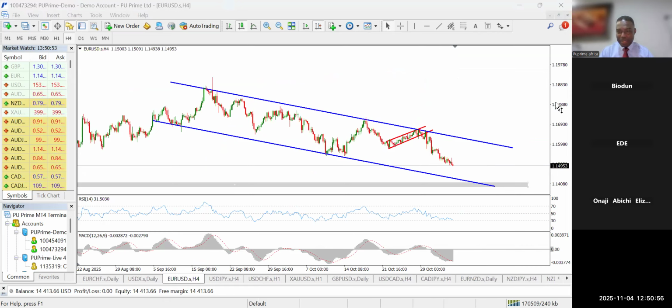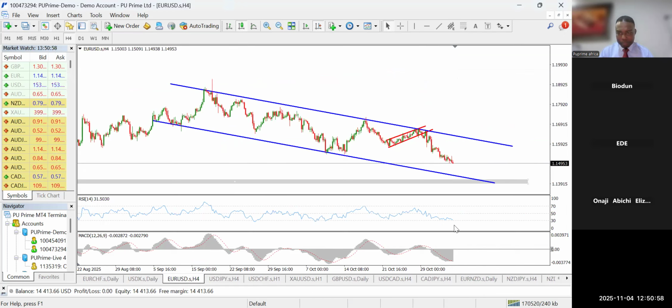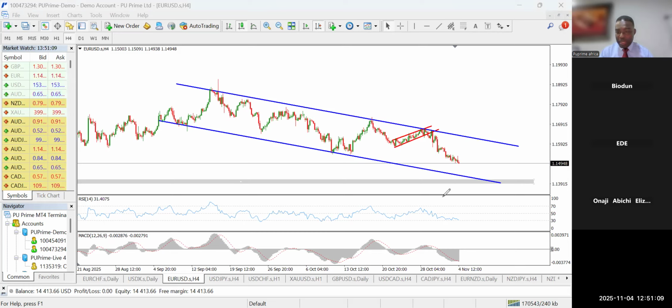You can see I have my analysis on it. It's currently in a downtrend. Euro USD is currently in a downtrend. And at the moment, RSI is just around the oversold level. Though it's at 31, it may still approach 30. We may see a further drop on Euro USD, except market condition changes. But let me confirm if there is any support.